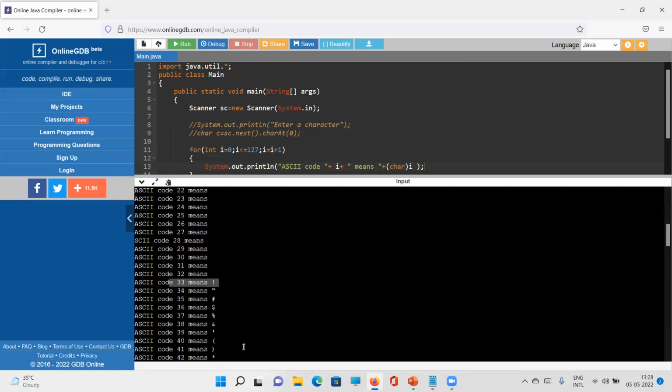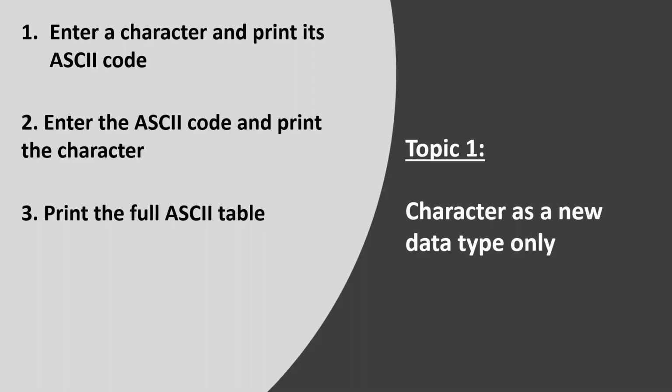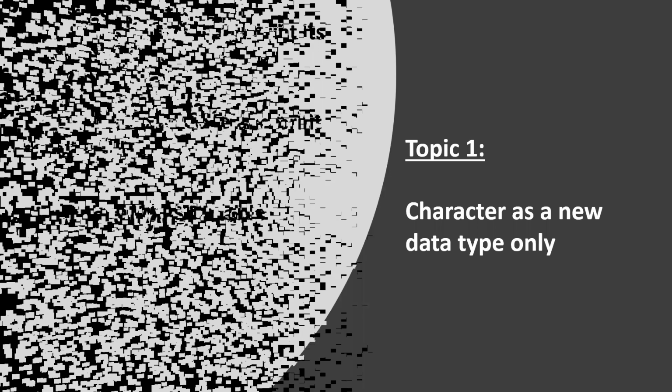So that is the full table. You can play with that even. But for the time being, for your programming journey, you just need to remember that capital A is 65, and small a is 97.